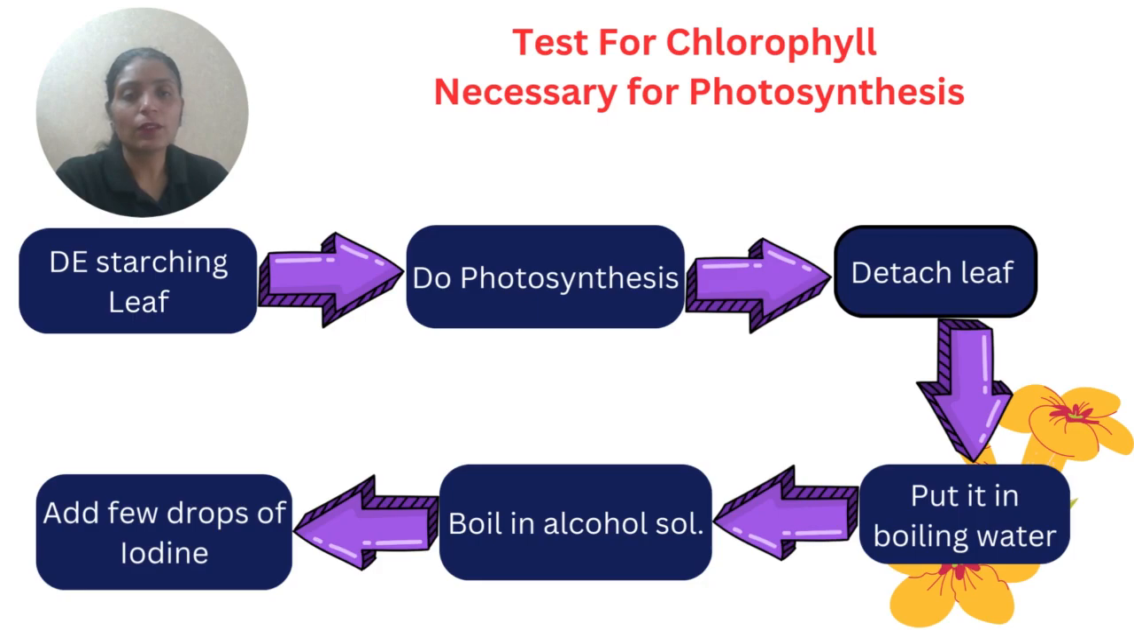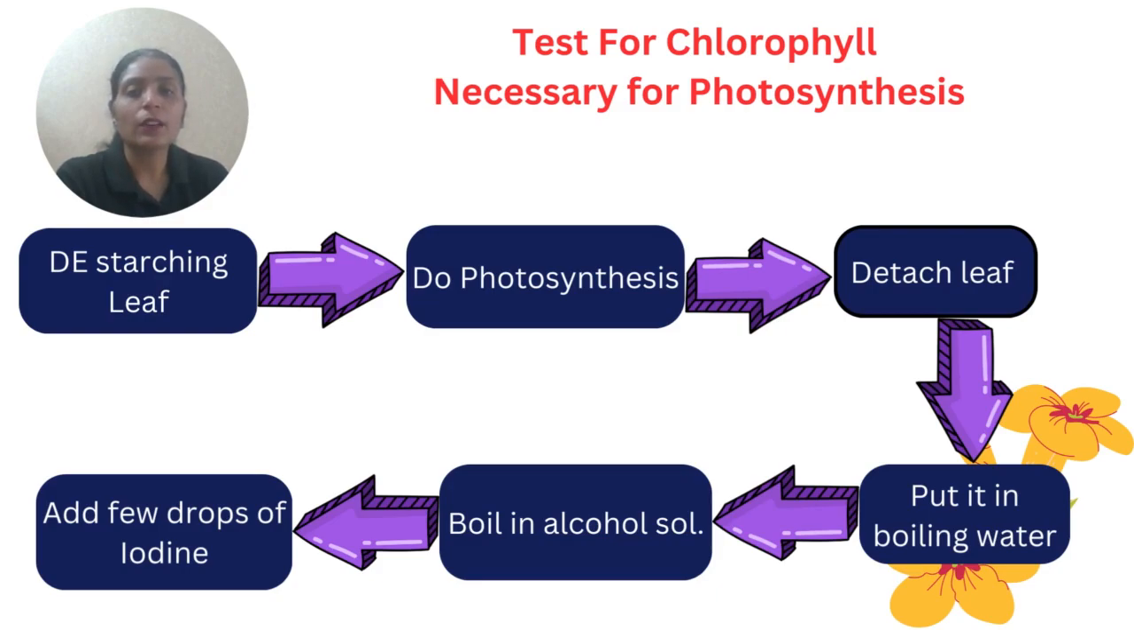After that, this leaf will be put in boiling water for 10 to 15 minutes. Then we will put this leaf in a boiling solution of alcohol. By putting it in the boiling solution of alcohol, we'll try to kill the chlorophyll molecules. This way the leaf will bleach, which means the green color of the leaf fades away.